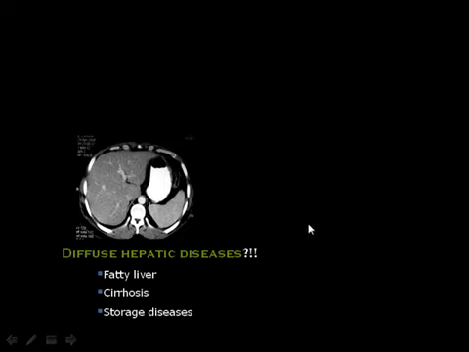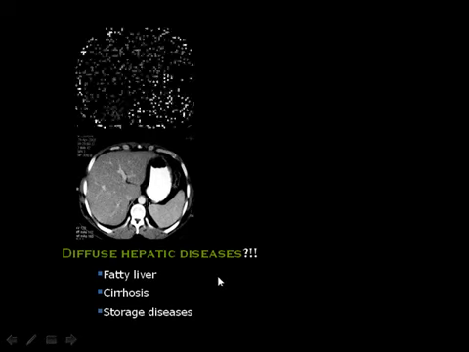Then, if you look at the liver, the liver may be involved by diffuse diseases. These are the three common lesions: the fatty liver, the liver cirrhosis, and the storage diseases like hemochromatosis and hemosiderosis. How can you diagnose these lesions? The first, the fatty liver. Fat in the liver will decrease the density of the liver. Then you compare the density of the liver, which should be like the density of the spleen. And if you find that the liver density is slightly lower than that of the spleen, you know that this liver contains fat.